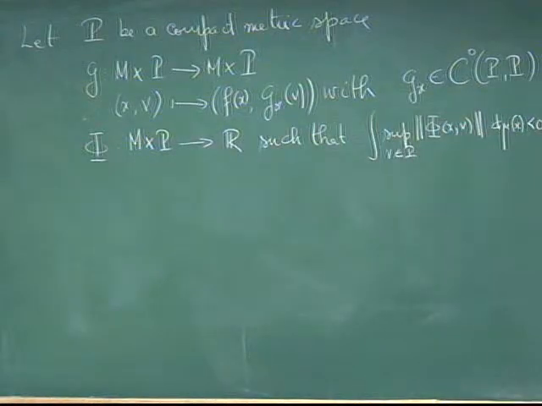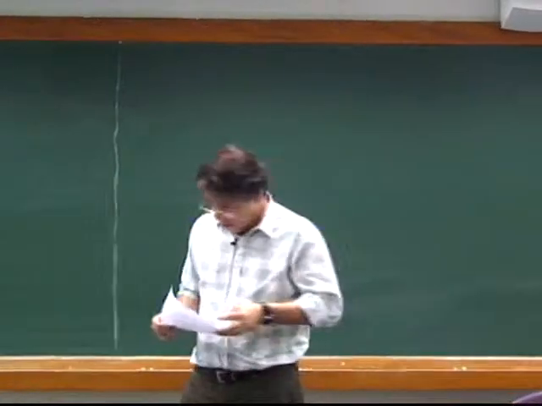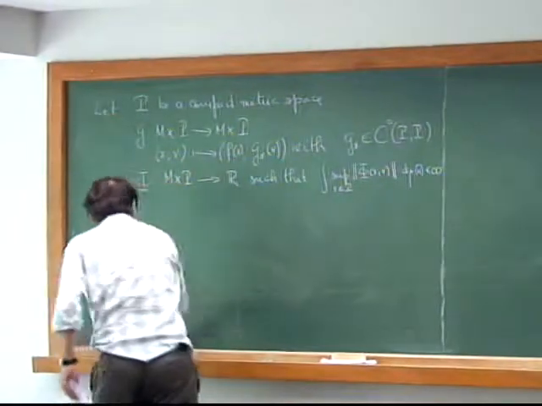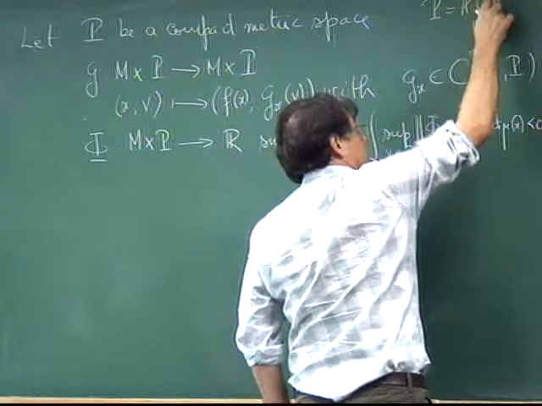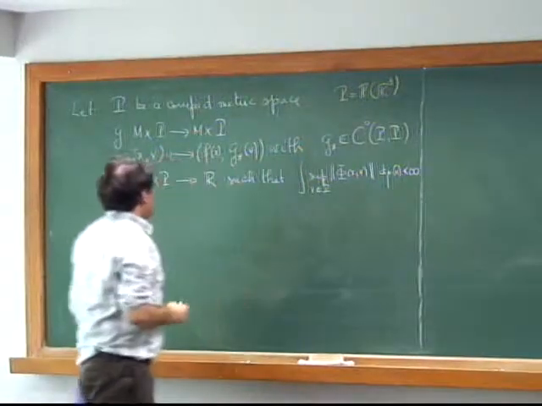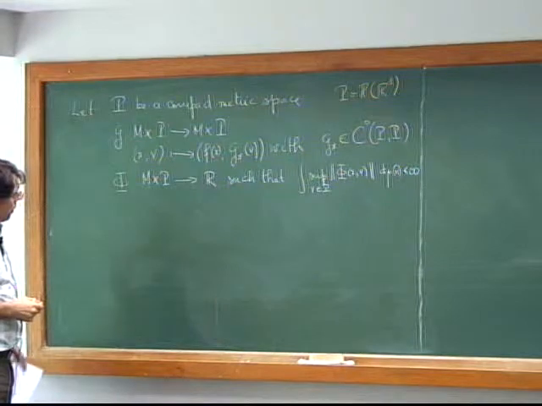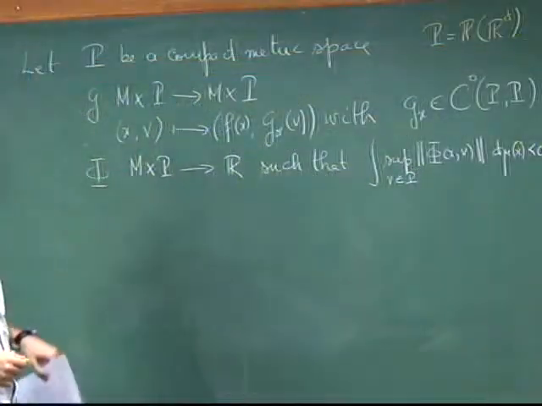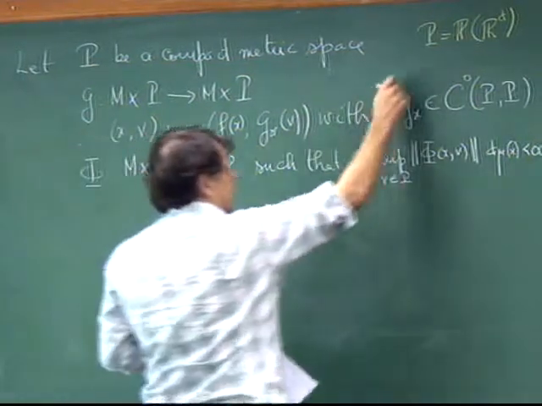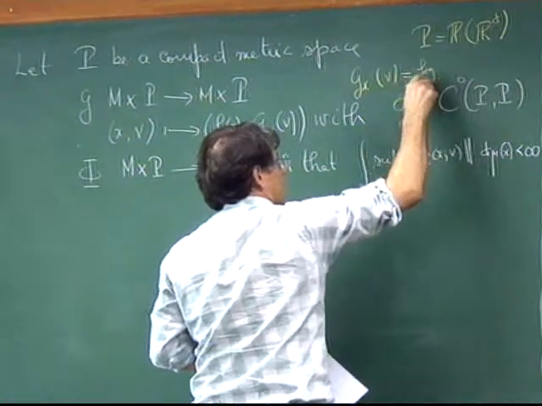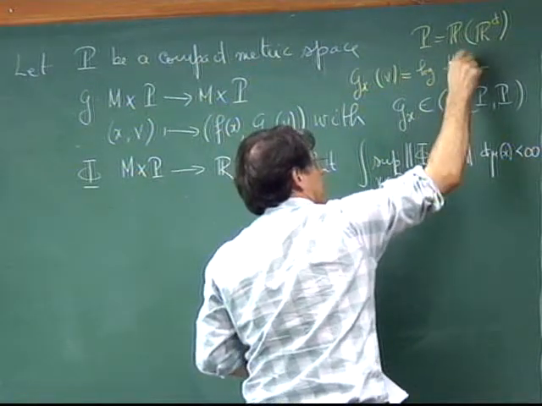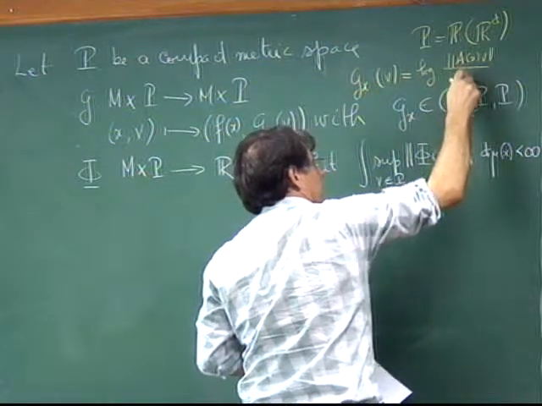So I'm restating the proposition where we were on Tuesday. There are three main characters: a compact metric space. The application, the case we are interested in, is projective space in R^d. Then there's a map, a skew product defined on M cross P. The case we are interested in is when g_x of v is the logarithm of a_x of v divided by v.